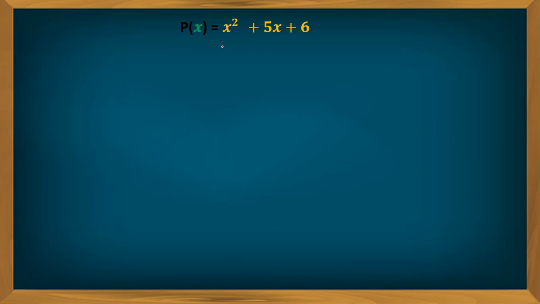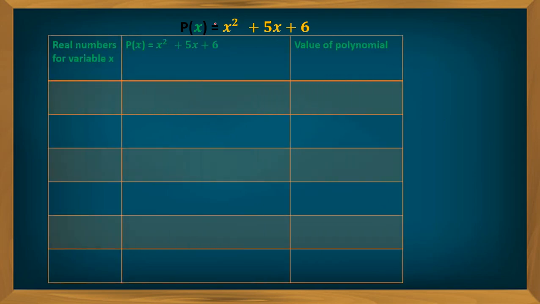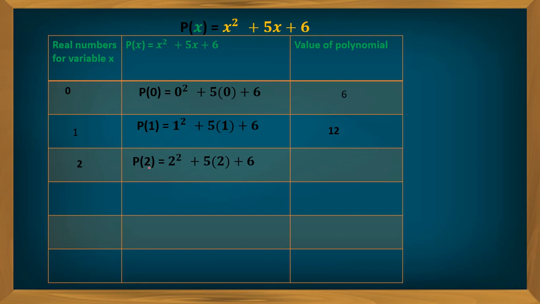Let us take an example for this. x square plus 5x plus 6, this is the quadratic polynomial. Now we put the values for x one by one and find out for what value the polynomial becomes 0. Let's take x as 0, so the polynomial becomes 6. When we take x as 1, then p of 1 becomes 12. When we take x as 2, then the polynomial at 2 is 20.